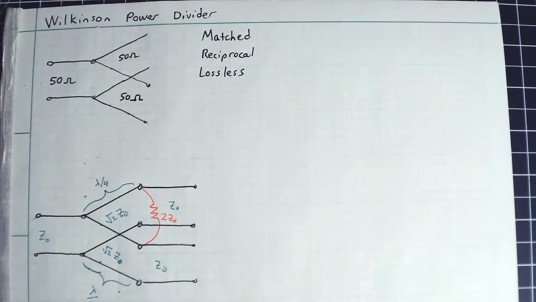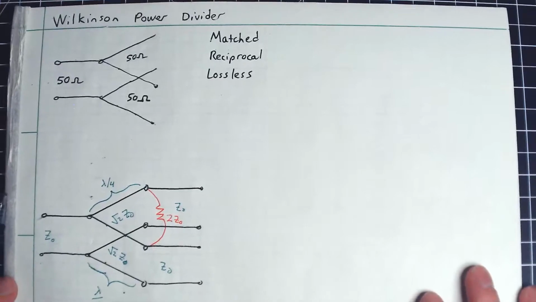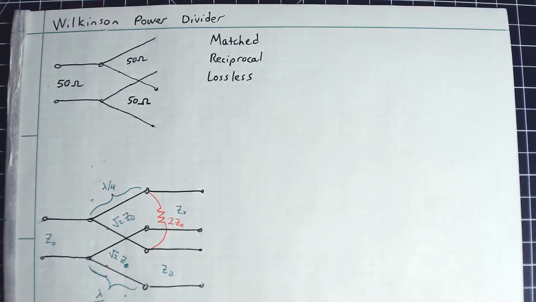Everyone, let's talk about the Wilkinson power divider. Now, as you can imagine, there are many situations in microwave engineering where I would like to split a signal in two. Say I have a synchronization signal that I want to feed to two separate devices and have them run off that same sort of clock, or maybe I have some sort of antenna array and I want to feed the same signal to two different antennas, that sort of thing.